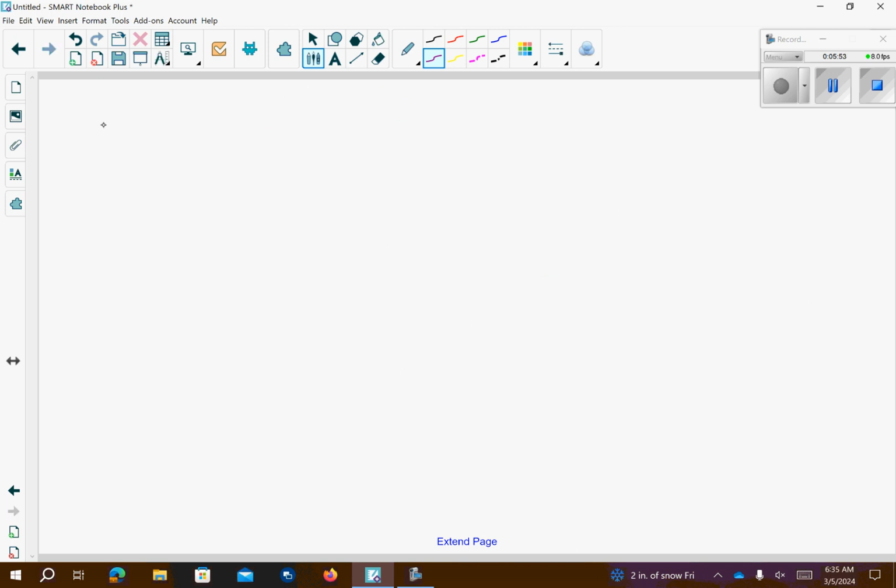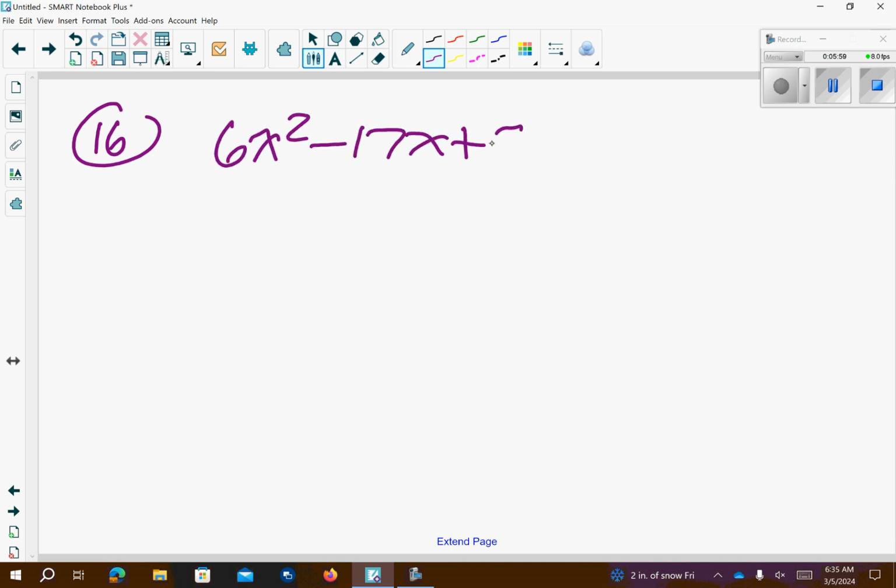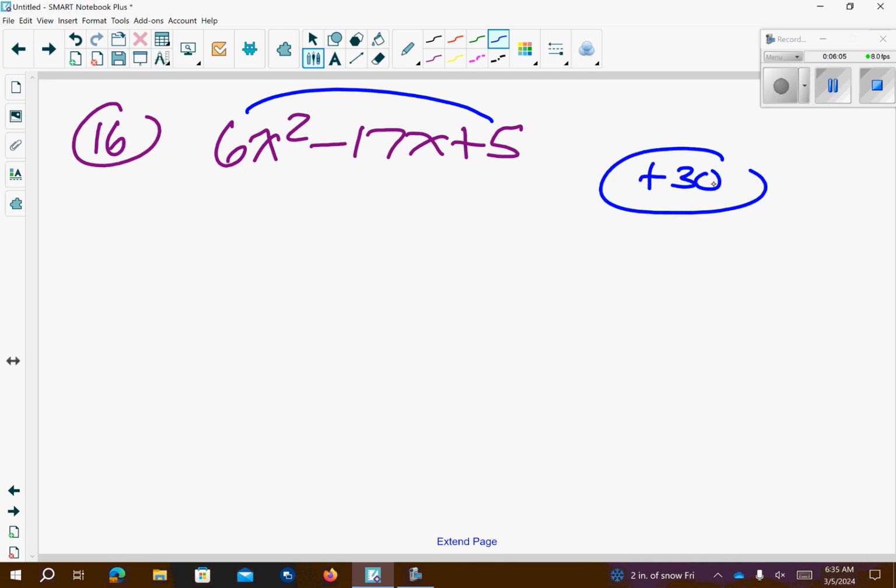On page 51, number 16, we have 6x squared minus 17x plus 5. Let's multiply those together. So I'm going to get positive 30. Remember, to get a positive number, it's positive times positive, or negative and negative. Being I have a negative there, I know they're both negative. So the factors of 30 are 1 and 30. That's not going to give me 17. 2 and 15, though. Oh, will 2 and 15 add together to give me negative 17? Sure will. Make sure you have the x included on those.